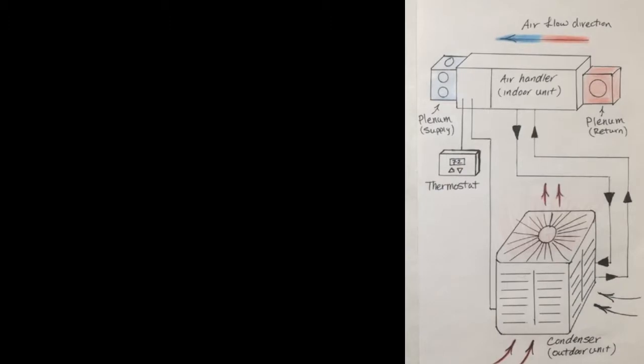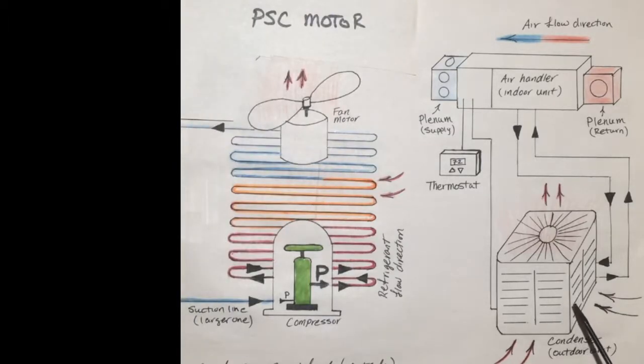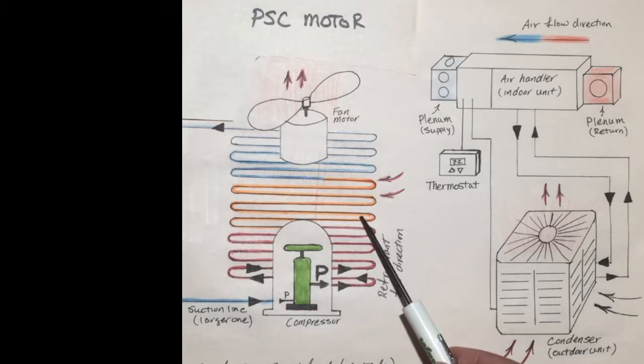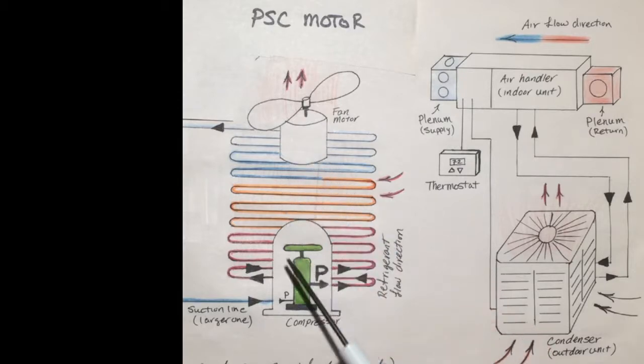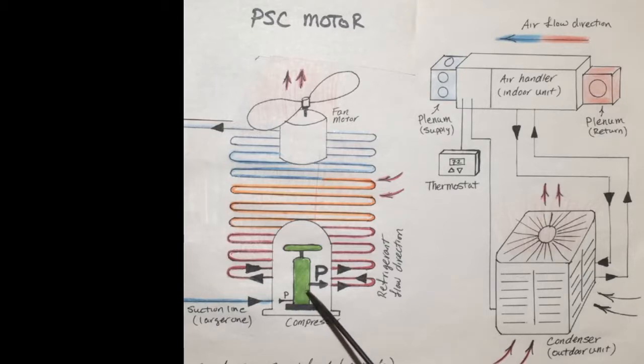Okay, so now let's take a closer look at what is actually going on inside of our condenser. So inside of our condenser, we have a compressor, a coil, and a fan. So what happens here is, consider the compressor to be similar to a hand pump that we use to pump up bicycle tires.